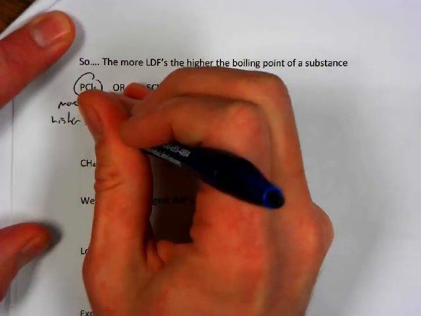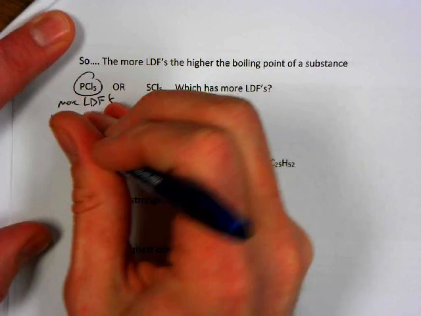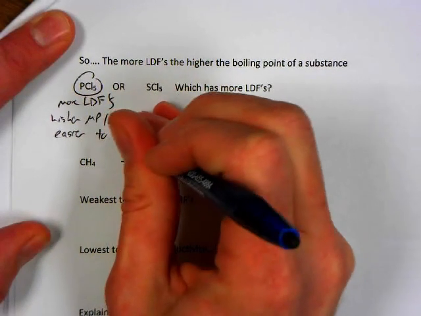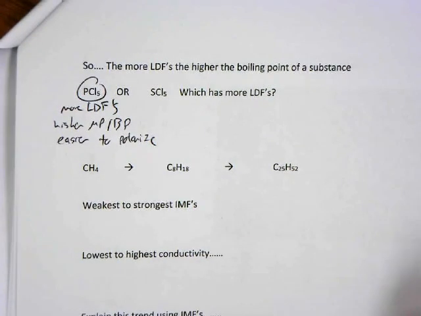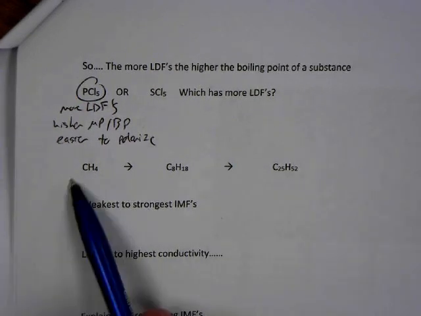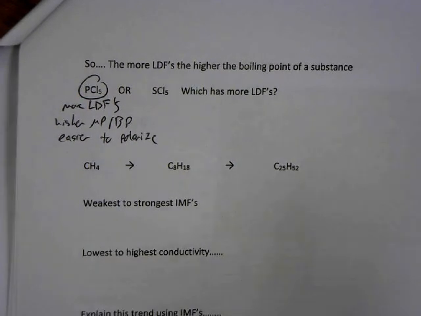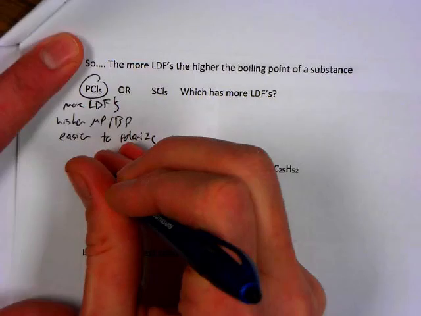All right, PCl5 has more LDFs, which means it has a higher, most likely, melting point or boiling point, and it's also easier to polarize. Okay? Now I have something else here.